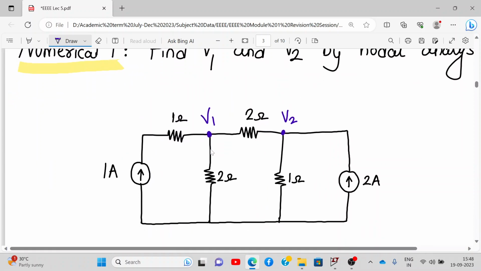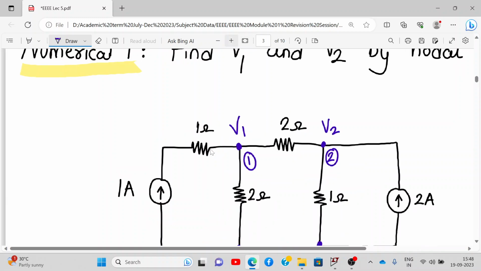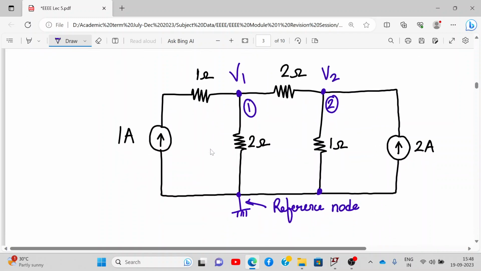So the first step is already clear. We have already defined the nodes over here. This is my node 1, this is node 2, and this is my ground node. We can actually connect a ground over here. So this is my reference or ground node. Now how do we solve this further? Let me show it to you.